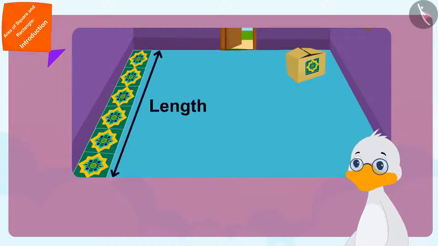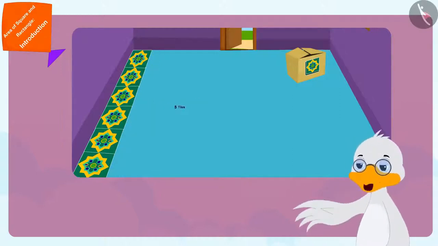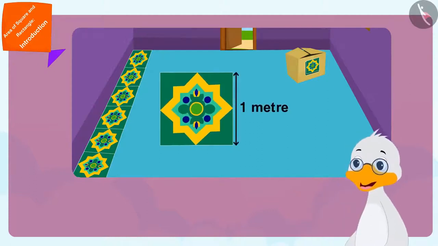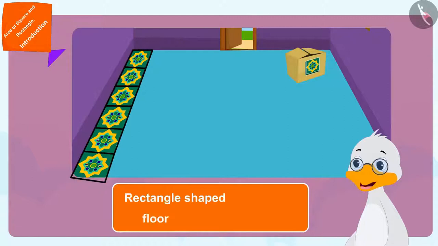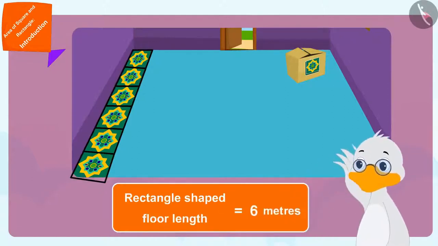Oh! The length of my floor is equal to 6 tiles with 1 meter long edges. That means my rectangle shaped floor is 6 meters long, thought Uncle.